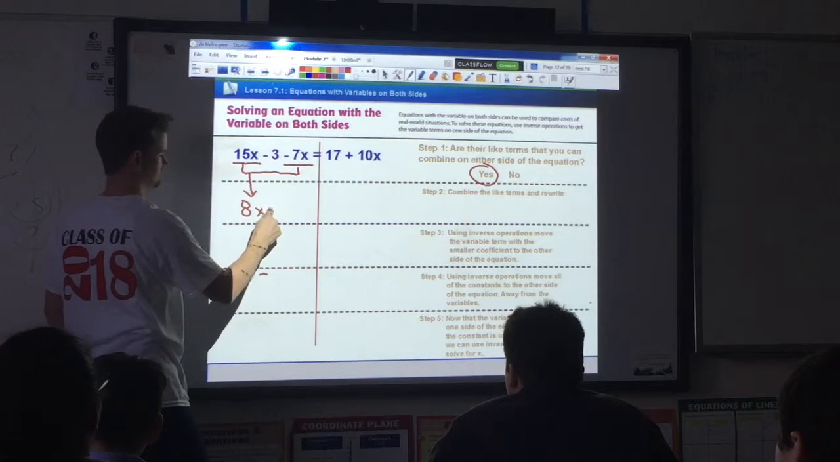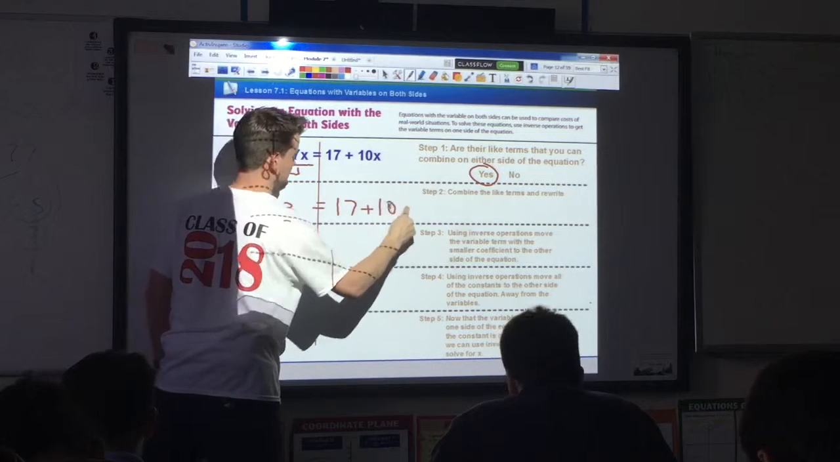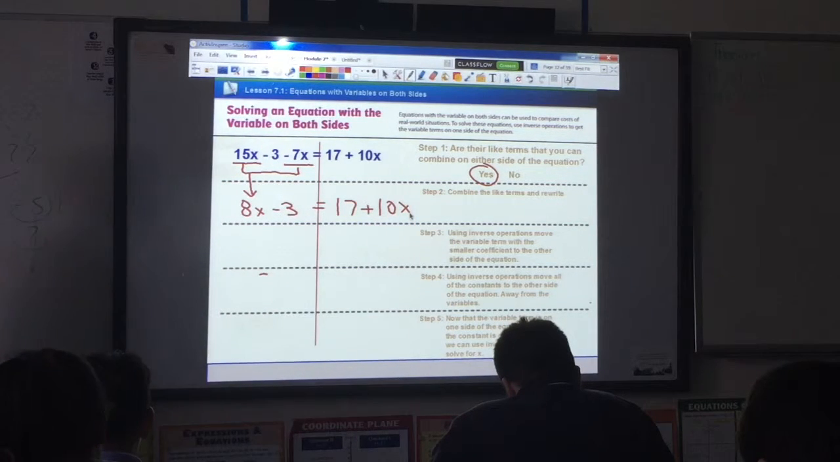I bring down the negative 3. I bring down the equal sign. I bring down the positive 17. I bring down the positive 10x. Okay, so I combined my like terms.